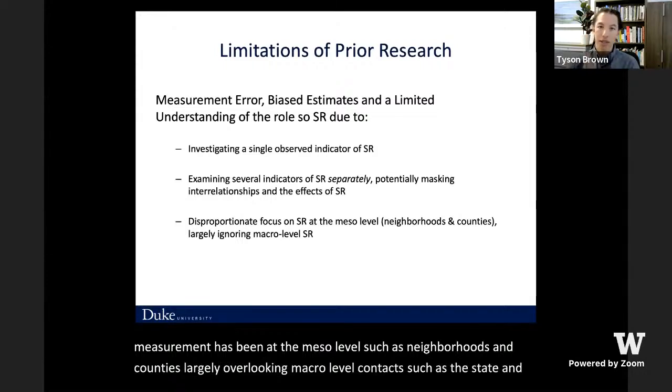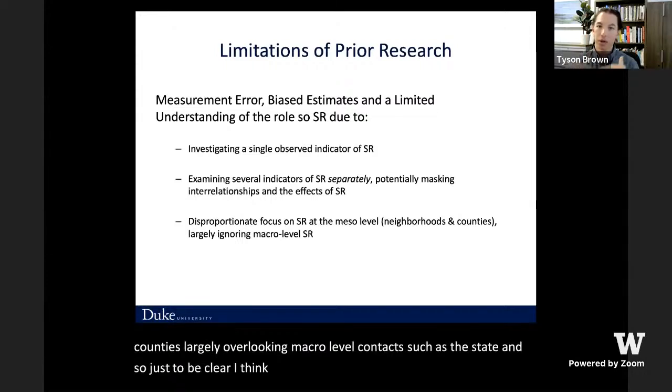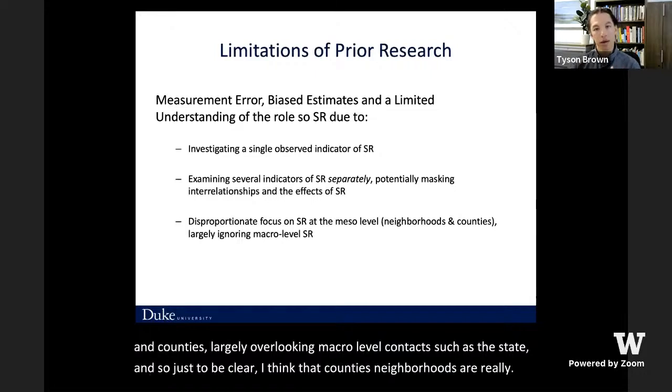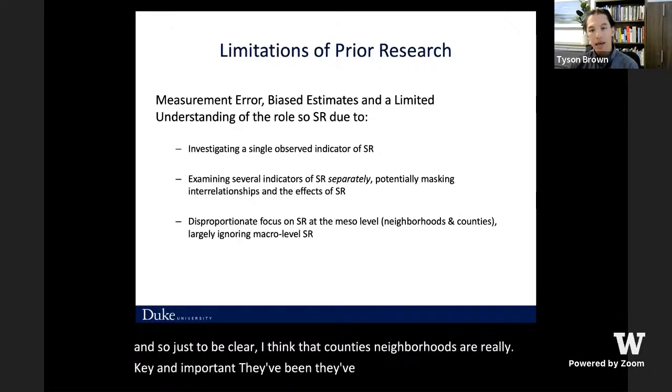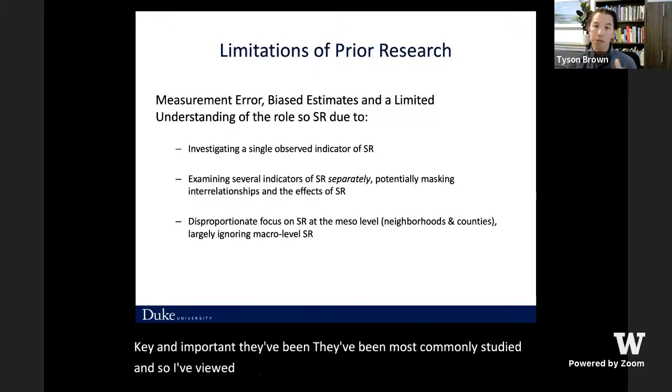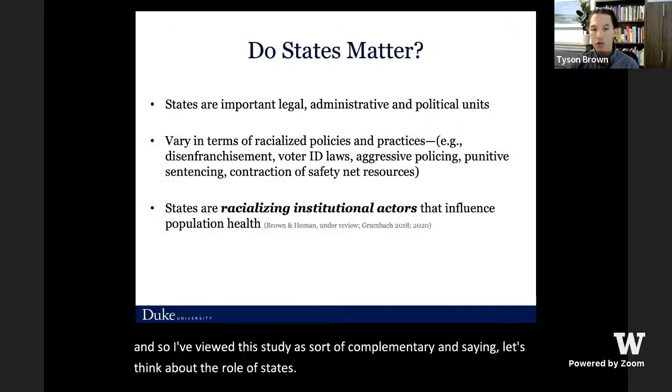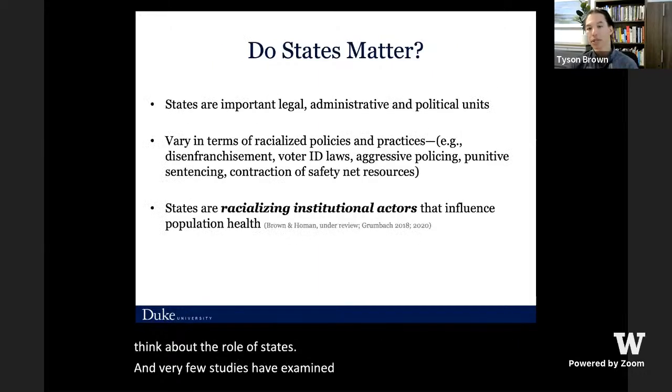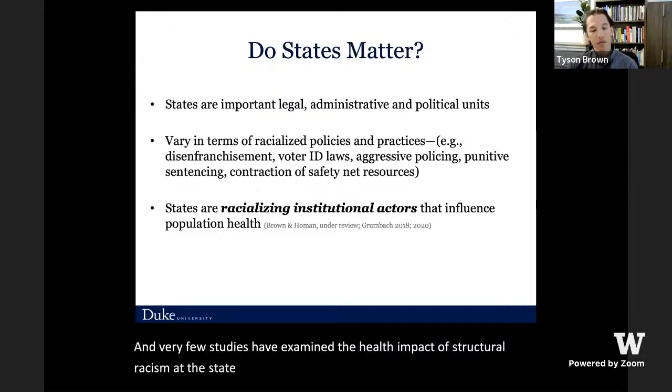And so just to be clear, I think that counties and neighborhoods are really key and important. They've been most commonly studied. And so I viewed this study as sort of complementary in saying, let's think about the role of states. And very few studies have examined the health impact of structural racism at the state level, which is unfortunate because US states are obviously important legal, administrative, and political units.